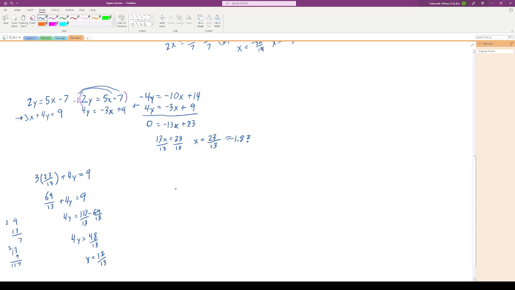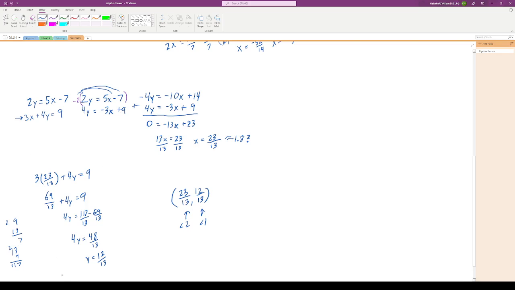So our intersection should be at 23 over 13, comma, 12 over 13. So we know this one is a little less than 2, and this one is just a little less than 1. So we expect the intersection to be at around like 1.8, 0.9, something like that. So let's go graph this one and see if that's where it comes out.